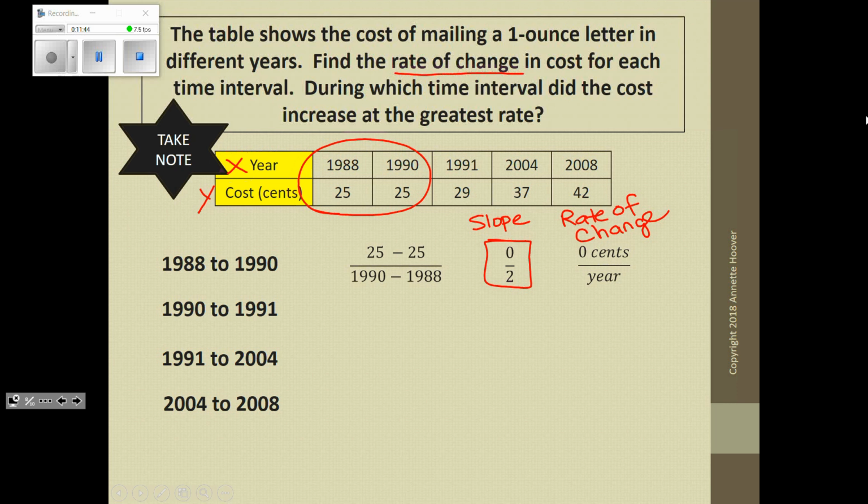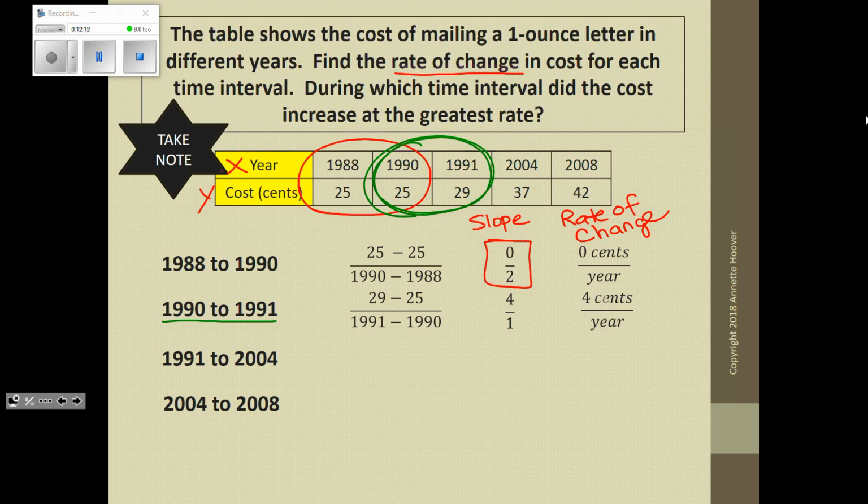Now let's look at the next time interval of 1990 to 1991. So now we're looking at these two bits of information, subtracting the y's on the top and the x's on the bottom. I'm going to do 29 minus 25 at 91 versus 90, which gives us a slope of 4 over 1. That means we rise 4, go to the right 1. But again, that's the slope. To find the rate of change, we go one step farther and ask, what is 4 divided by 1, which means it changed 4 cents in 1 year.